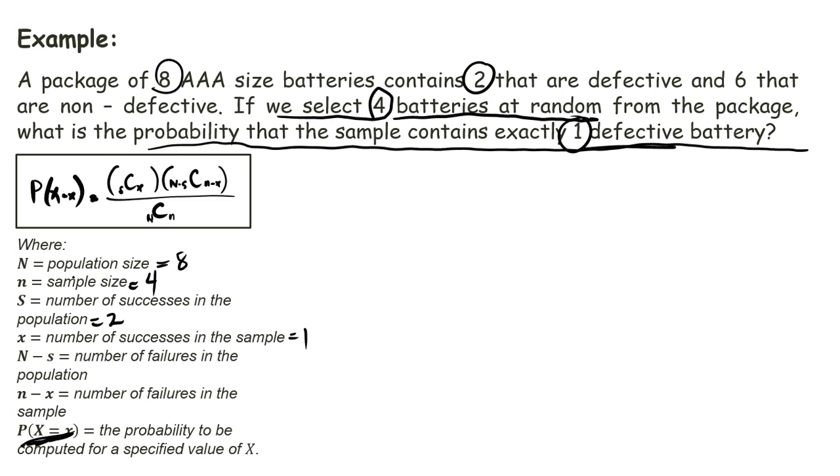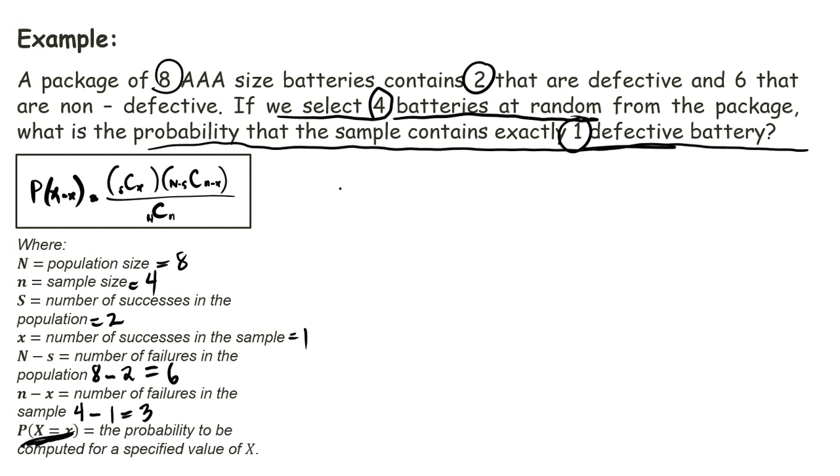So, N minus S natin, big N ay 8, minus S natin ay 2, which is 6. N minus X naman, small n is 4, minus X natin na 1, which is 3. And then after that, proceed na tayo sa solving. We have the formula.